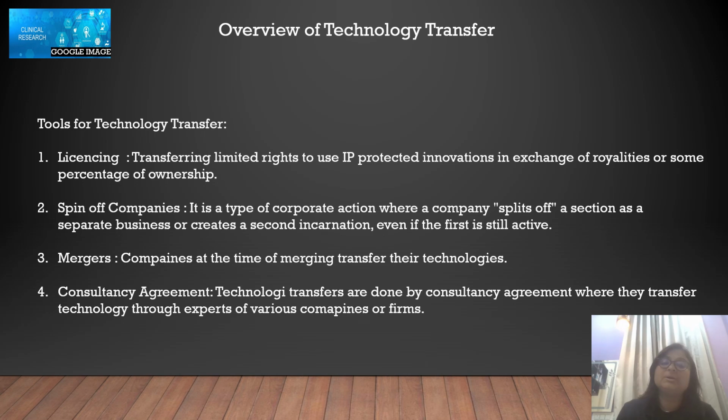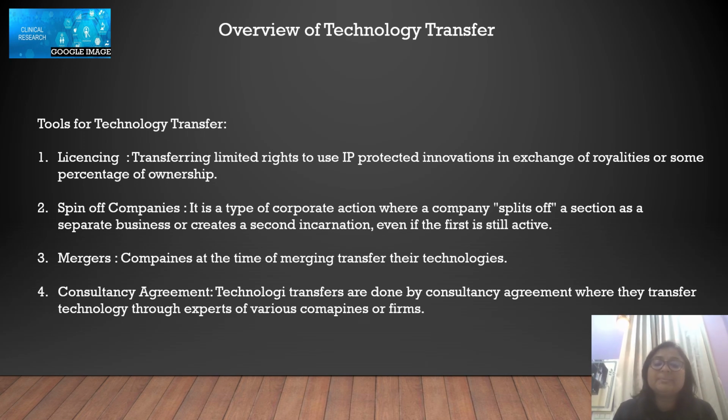Mergers, we discussed already that at the time of merging, companies are transferring their knowledge. If company A has something and B is merging with them, then obviously in that merger, under the terms and conditions, company A will give this technology to the new company, which is basically the combination of both company A and B.